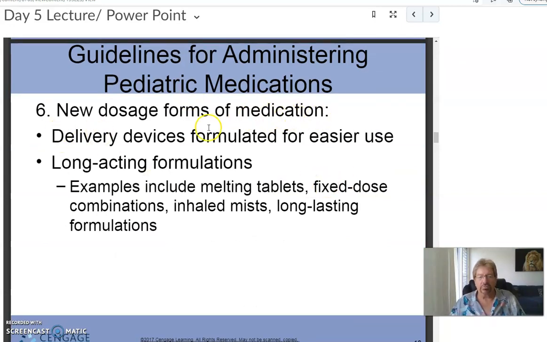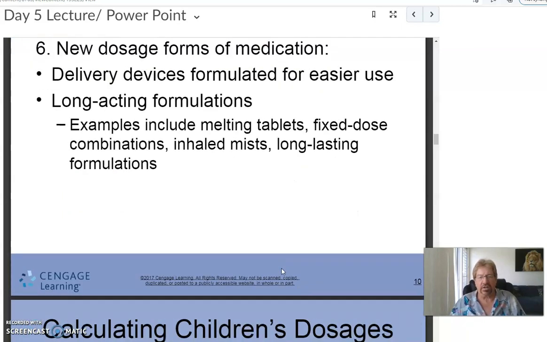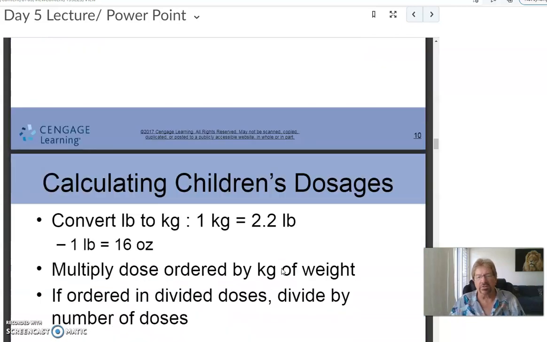New dosage forms of medication. They realize, guys, that this is a significant problem, and they're working on it. Long-acting formulations, delivery devices formulated for easier use, melting tablets, fixed-dose combinations, inhaled mists, long-lasting formulations where you don't have to give it as often. Because it's a real problem, guys. Children have to be pretty good size before they can swallow a pill. There's adults that have trouble swallowing pills.